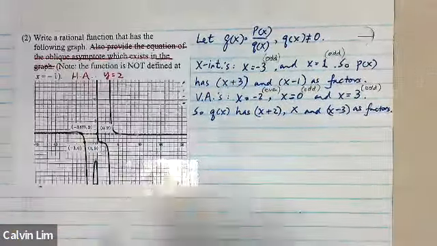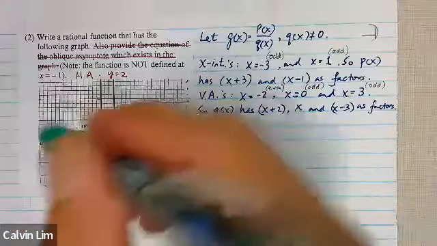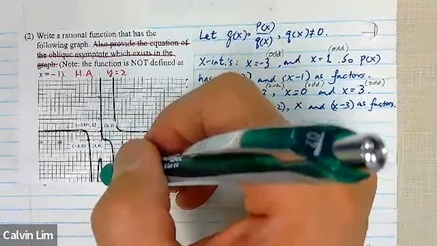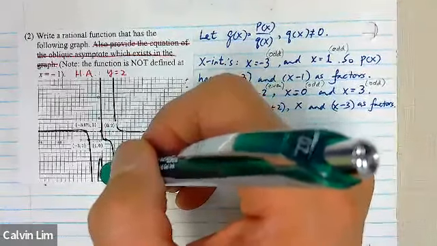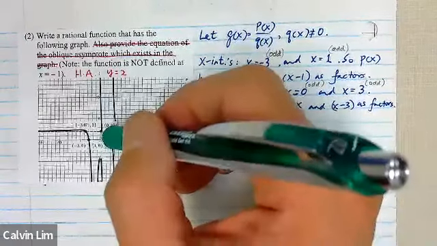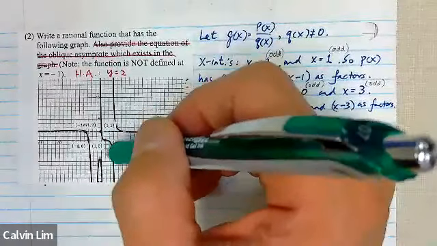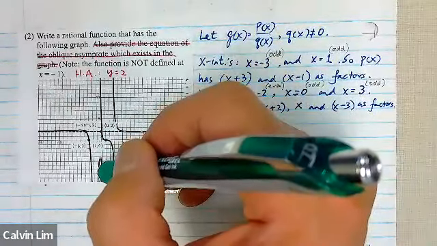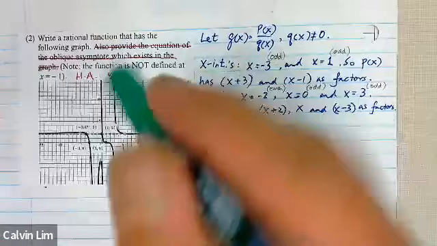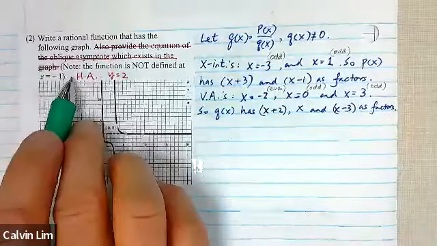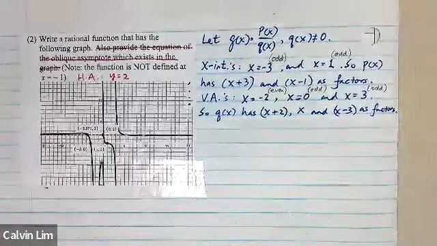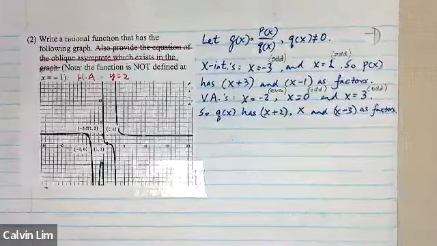Now, the function is not defined at X equals -1. So there are only two types of undefined, right? We have vertical asymptotes, and we also have point discontinuity or holes, right? So when X equals -1, it does seem like it is part of the graph, right? But it tells you explicitly that it's not a point, it's not defined. So this is a hole. So how does a hole manifest in this equation?